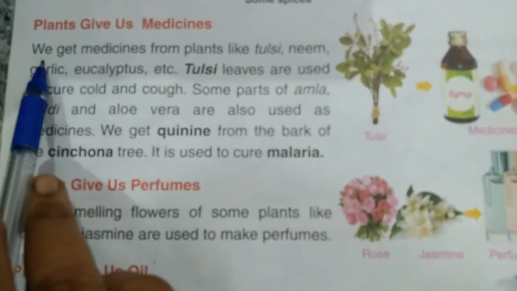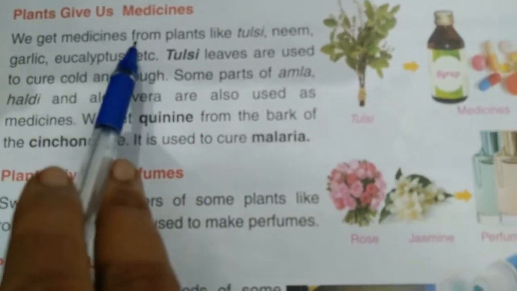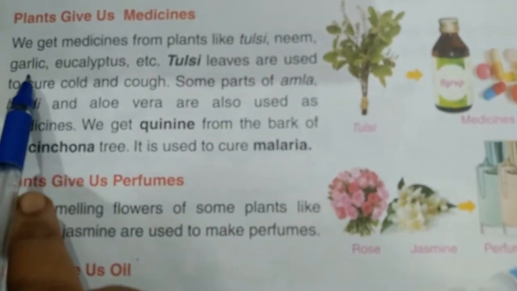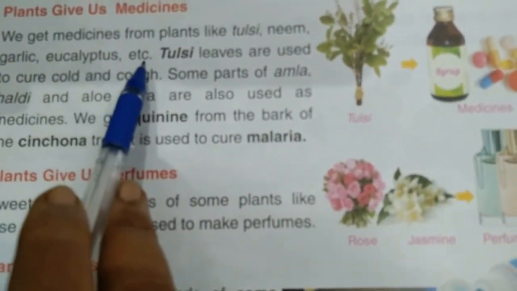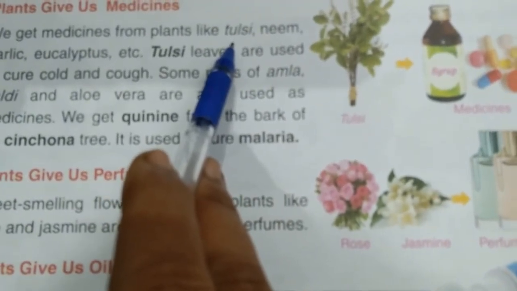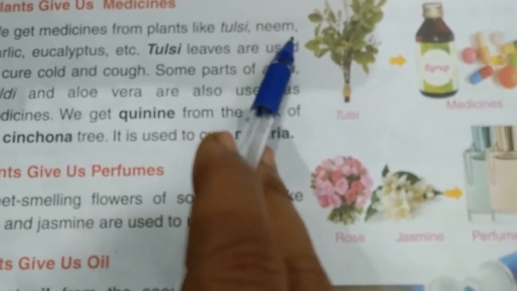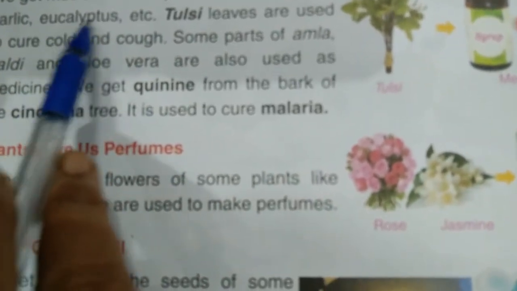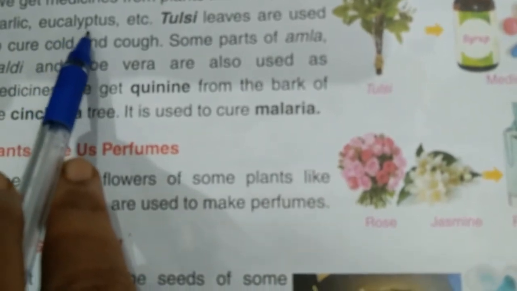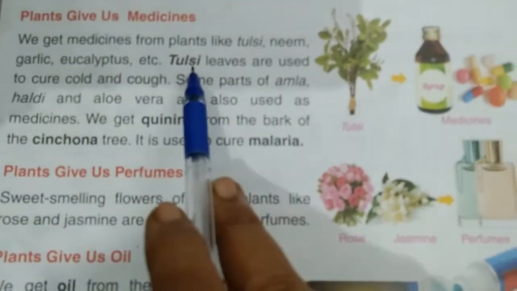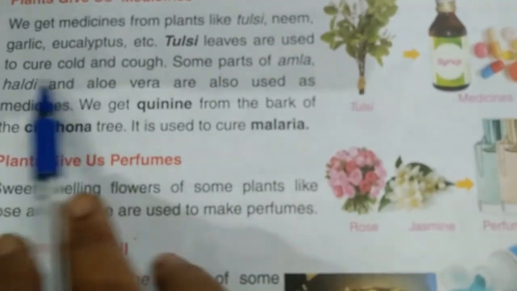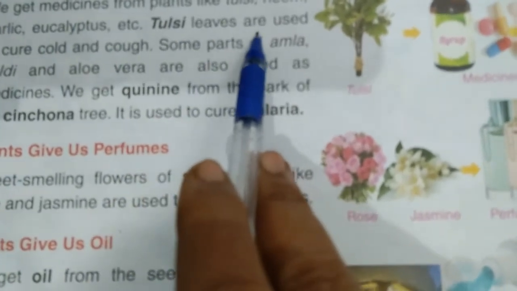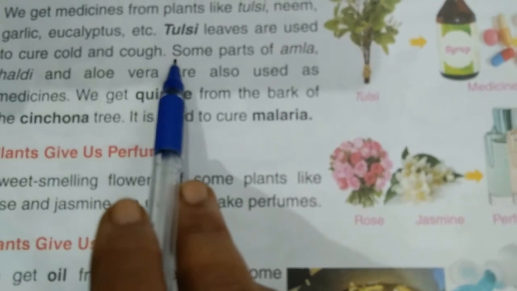Medicines. We get medicines from plants like tulsi, neem, garlic, eucalyptus, etc. Tulsi leaves are used to cure cold and cough.